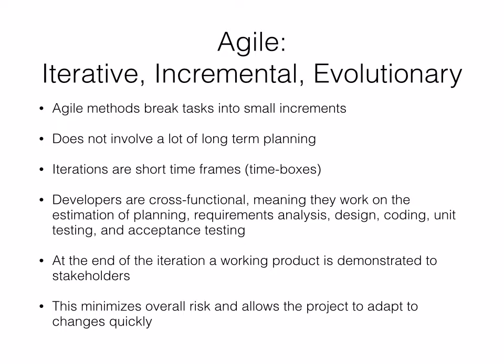So another aspect of this is that developers, once again, are cross-functional, just to emphasize this, meaning that they work on the estimation of planning, requirements analysis, design, coding, unit testing, and acceptance testing, and working with users to know whether or not what they've done is acceptable. Another aspect is that at the end of the iteration, a working product is demonstrated to stakeholders, and this is a critical piece of Agile development. That at the end of a 2 or 3 week iteration, you have working software.